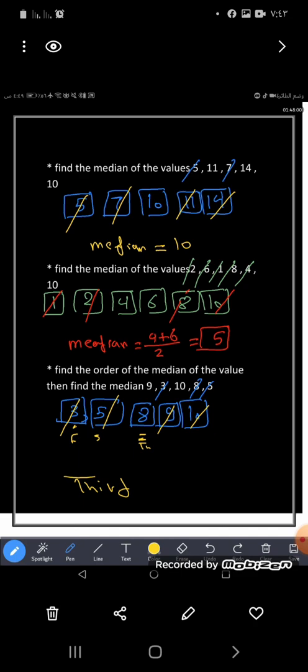Another example, find the median of the values 2, 6, 1, 8, 4. By arranging, I get 1, 2, 4, 6, 8, 10. Here the number of values is even, but the last example was odd. When I look at the middle, I get two numbers, not one like the last example. Here I get 4 and 6, just two numbers. Then I can say median equals 4 plus 6 divided by 2 equals 5.